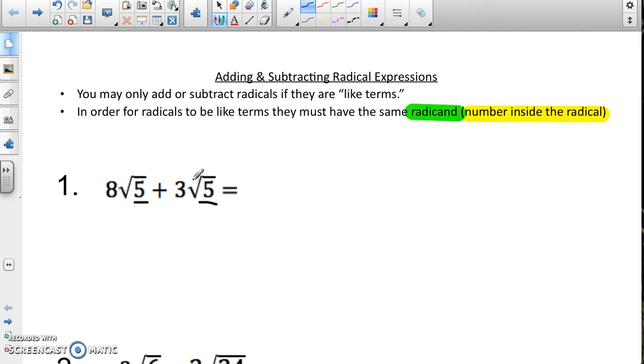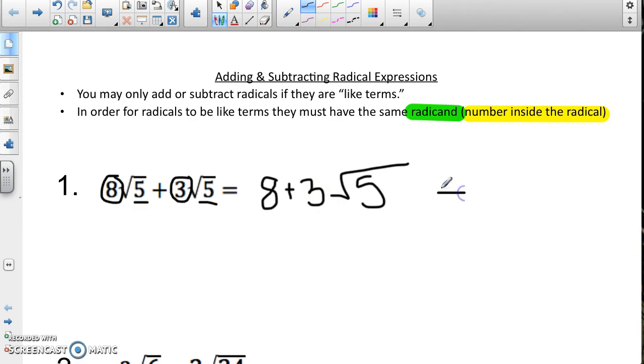So once you have like terms, all you have to do is add or subtract, depending on what you're doing, the terms that are outside of the radical. So in this case, we have essentially 8 plus 3, and then we have that like term of a radical 5. So if you add 8 plus 3, you will get 11. So your final answer is actually 11 radical 5. Seems pretty easy enough, right?